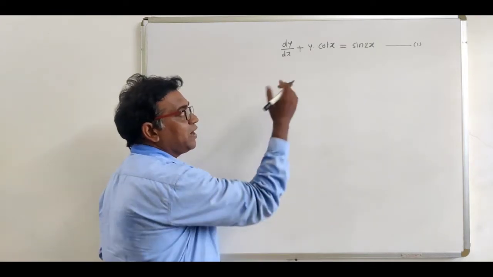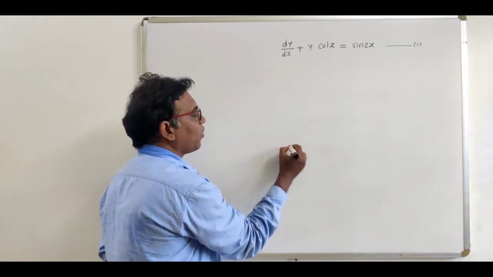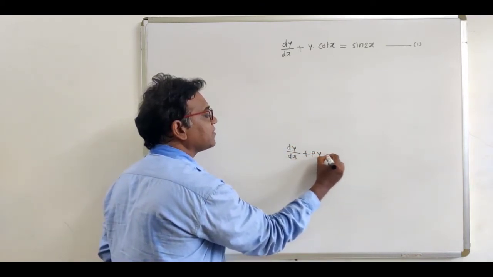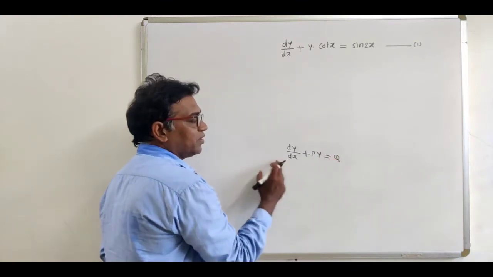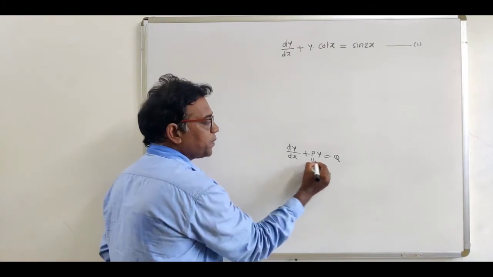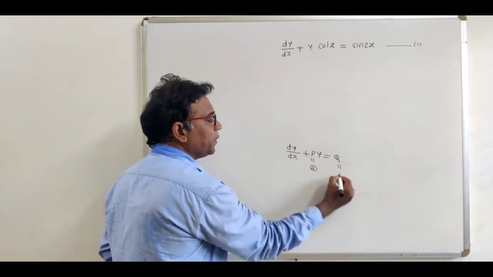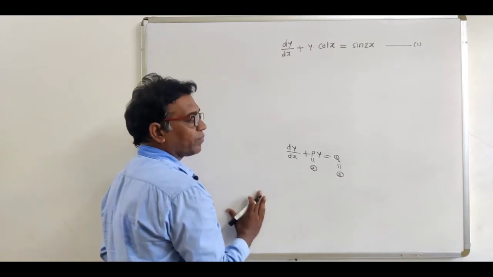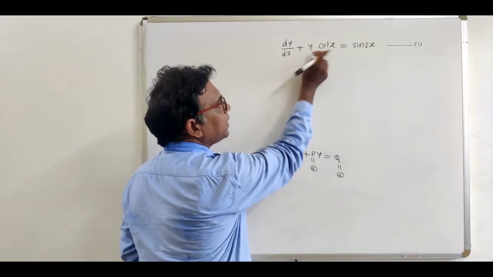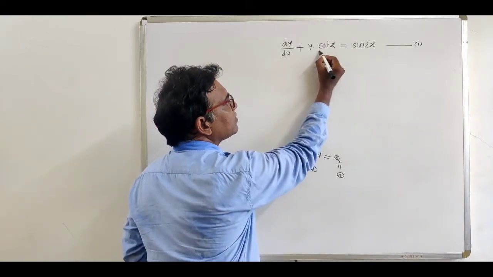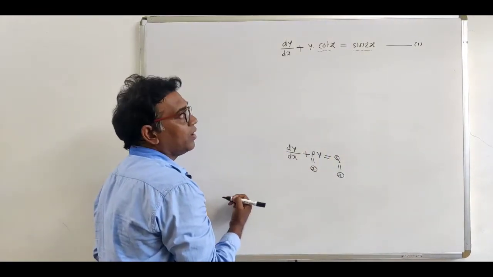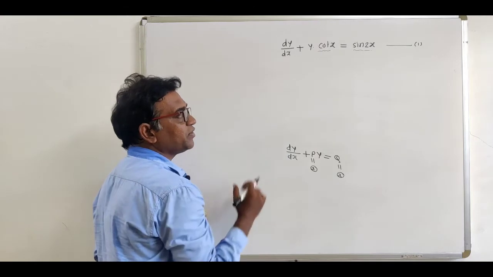Now secondly, identify the given form. What is that form? A differential equation of the type dy by dx plus py equal to q is called a linear differential equation, where p and q should be functions of x alone. Now this is the same pattern: dy by dx plus p into y equal to q, where p and q are functions of x. So this is the linear differential equation.